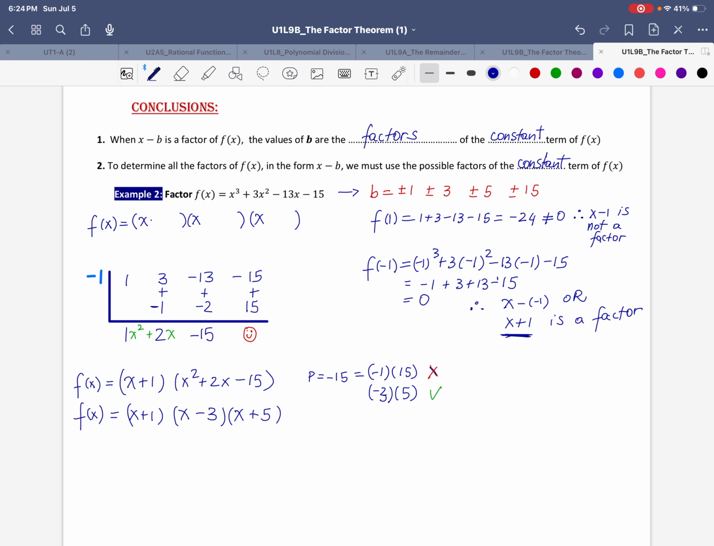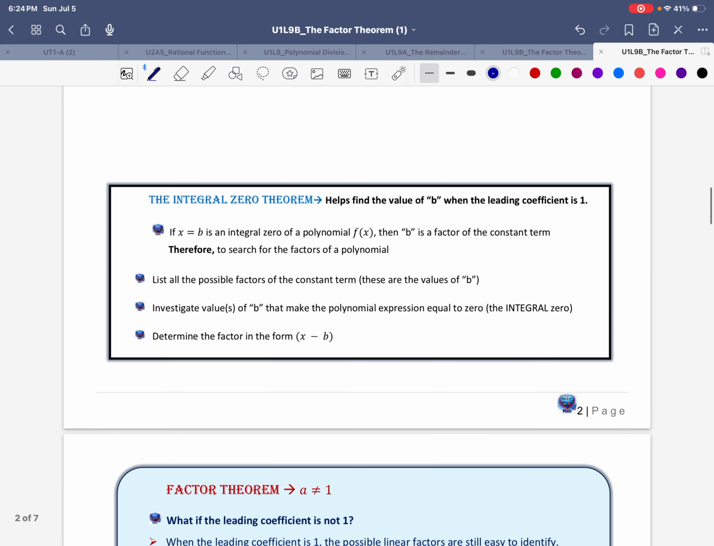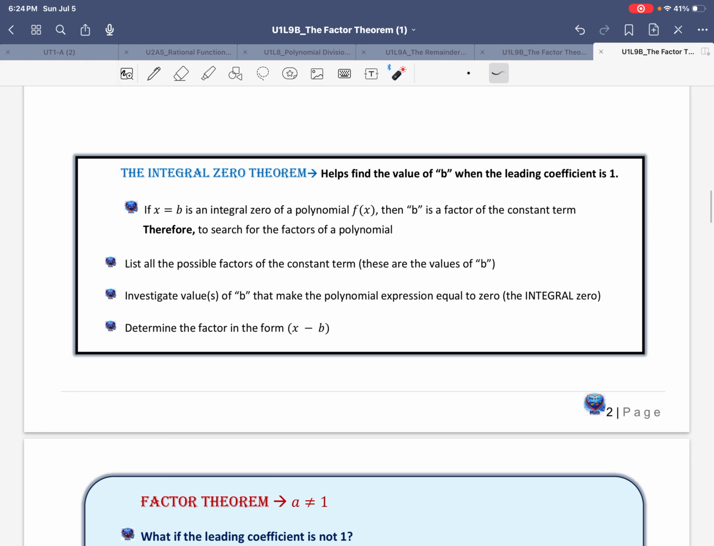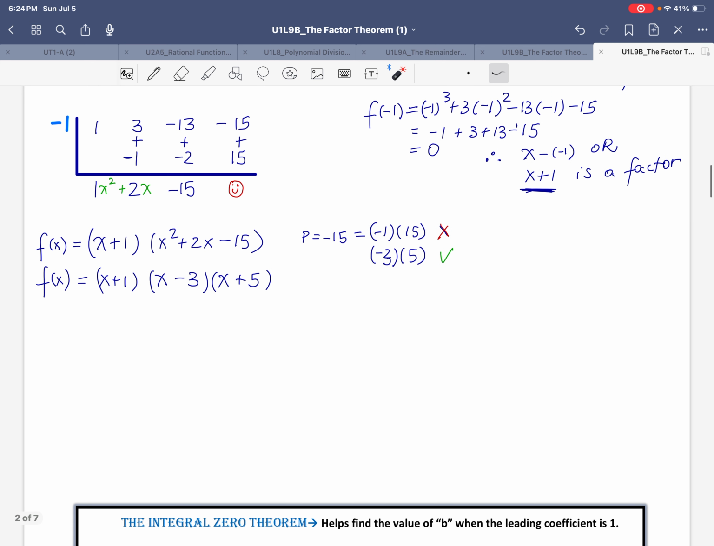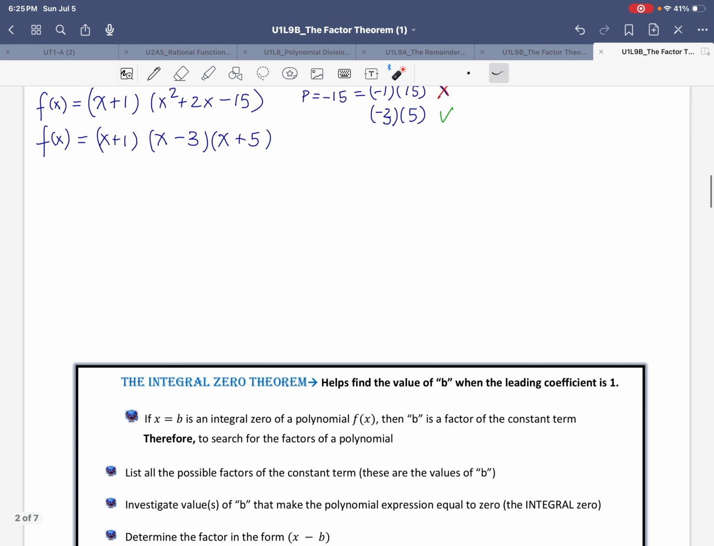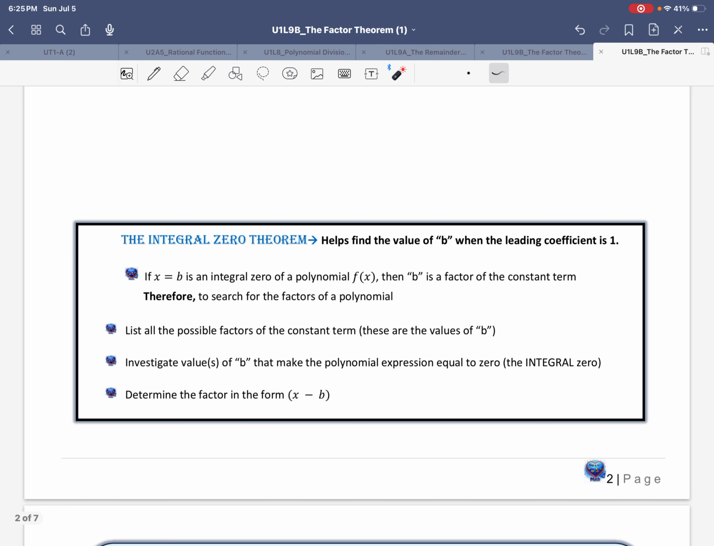It is very important because this is how we're going to find the zeros of a polynomial function, and that would lead us to graphing polynomial functions with a lot more confidence. Now, the integral zero theorem will help us find the value of b when the leading coefficient is 1. So this method that we used right here is the one that connects the factor theorem with the integral remainder theorem. So these are the steps.